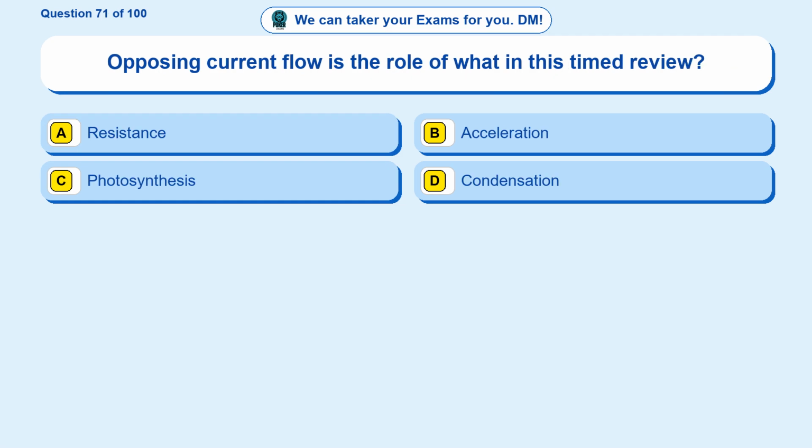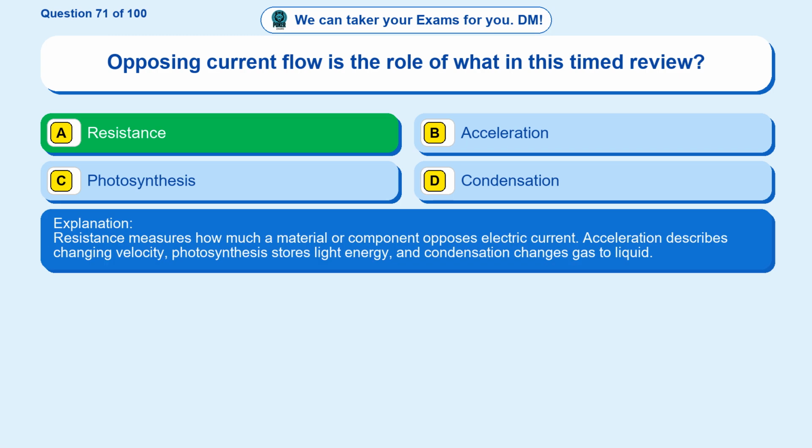Question 71. Opposing current flow is the role of what in this timed review? Option A, resistance. Option B, acceleration. Option C, photosynthesis. Option D, condensation. The correct answer is option A. Resistance. Resistance measures how much a material or component opposes electric current. Acceleration describes changing velocity, photosynthesis stores light energy, and condensation changes gas to liquid.